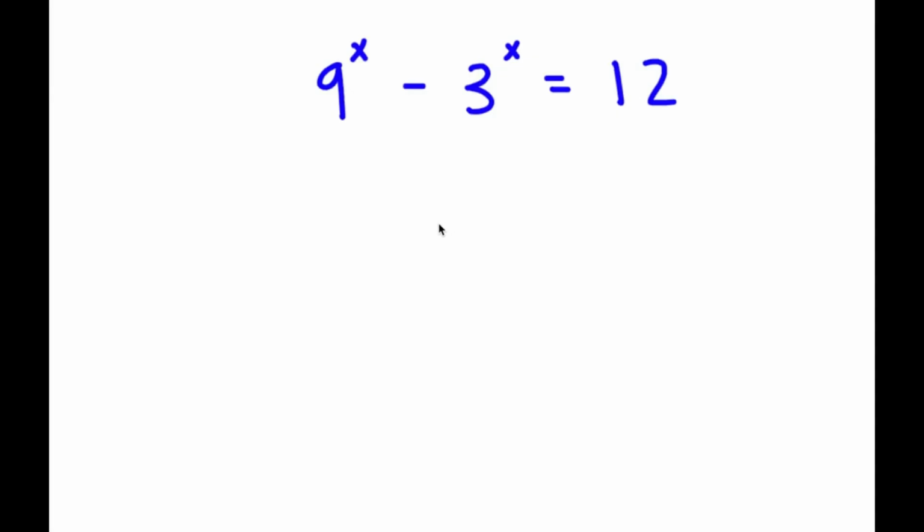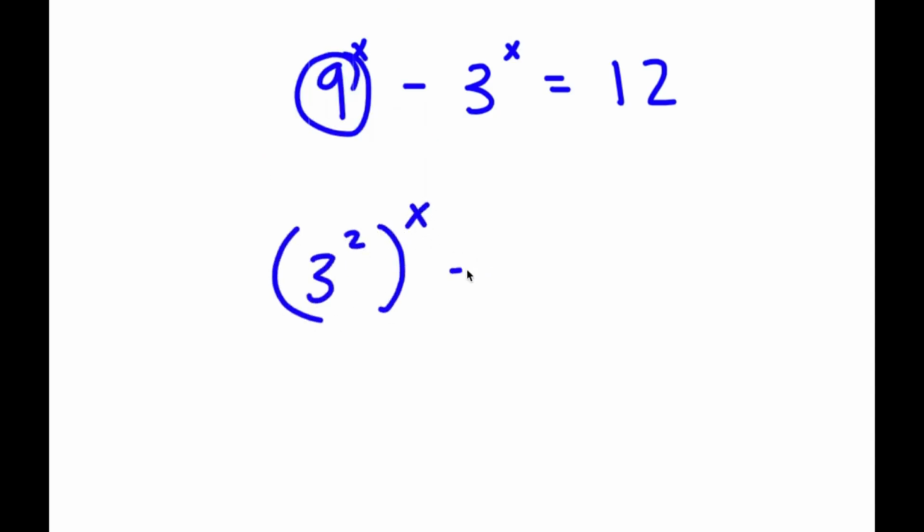Alright, so in this problem, I have 9 to the power of x minus 3 to the power of x is equal to 12. To solve this, I'm going to first start by rewriting 9 here as 3 squared. So now I have 3 squared to the power of x minus 3 to the power of x is equal to 12.